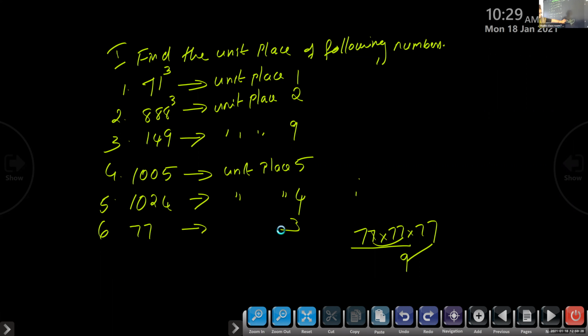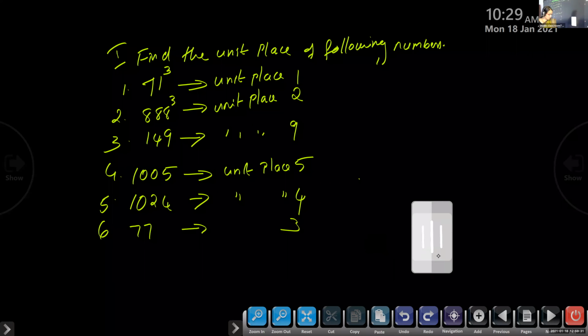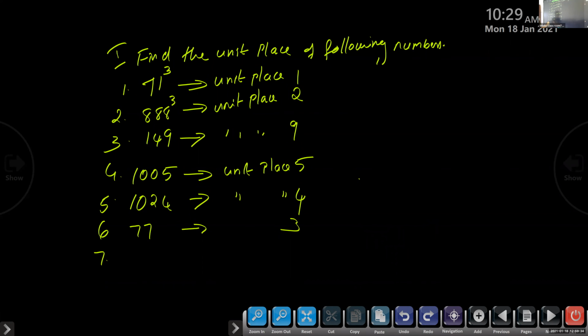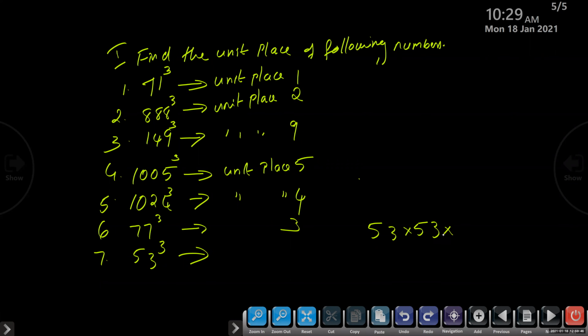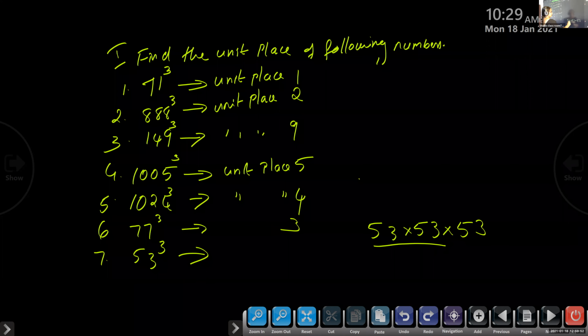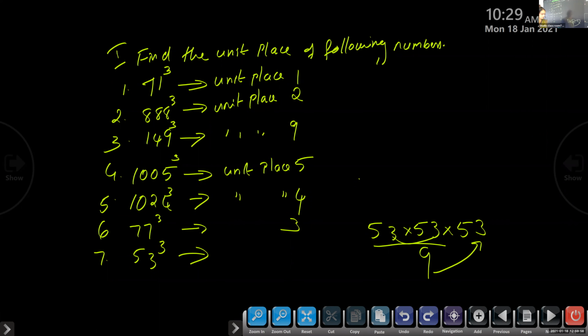Okay, Anugrah. Next, 53 cube. 1 minute. 3 threes are 9. Then 9 into 3. 9 threes are 27. So the unit place will be 7. Okay. Now see, children, we will go through the properties once again.